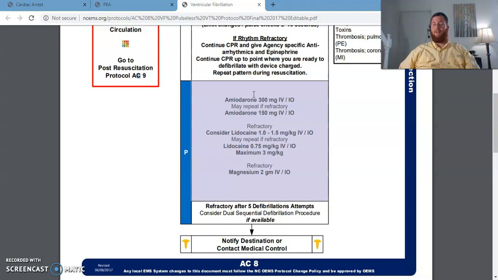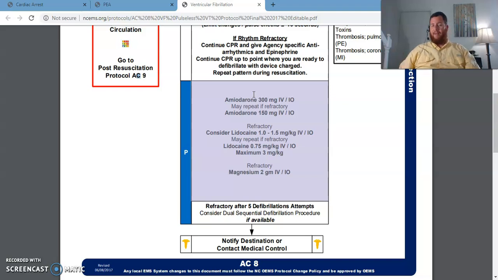Our follow-up dose is 0.75 mg per kg. And I could theoretically repeat that one more time, right? If I gave 1.5 mg per kg and then 0.75 mg per kg, I could give 0.75 mg per kg one more time because my max dose is 3 mg per kg. All right, but that's every 3 to 5 minutes.